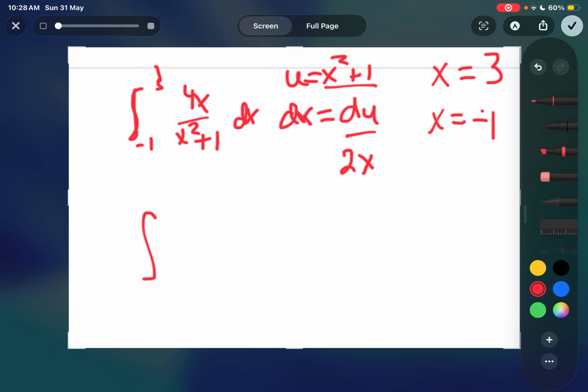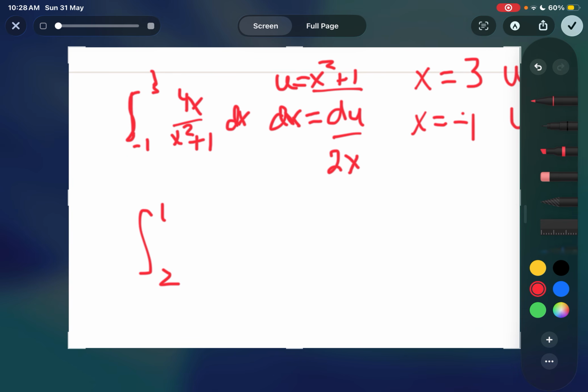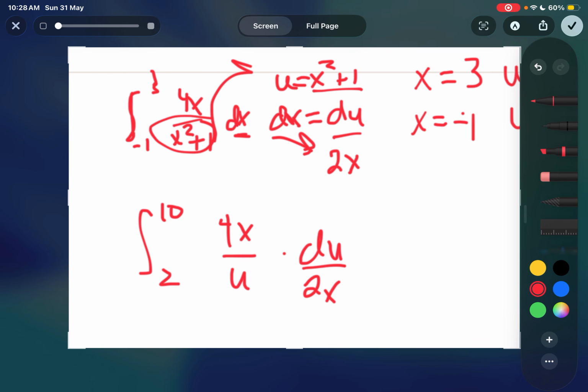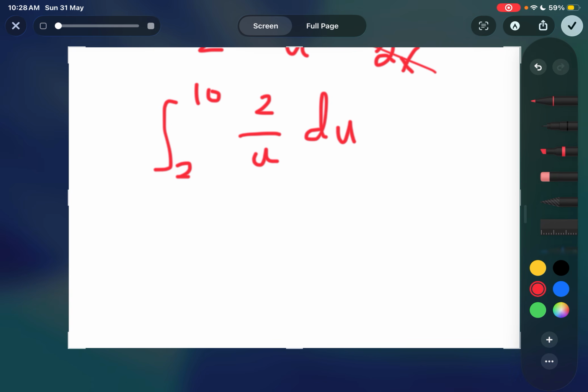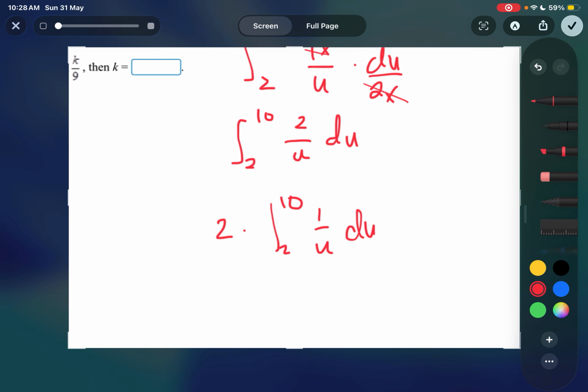So the new integral is from 2 to 10 of 4x over u times du over 2x. Why du over 2x? Because we found dx as this, and we found this as u. So now you can simplify this and this. So now it will be the integral from 2 to 10 of 2 over u du. Okay, now you found that. So you can now take the 2 outside. So it will be 2 times the integral from 2 to 10 of 1 over u du, which is the same thing as 1 over x dx, but it's a u.